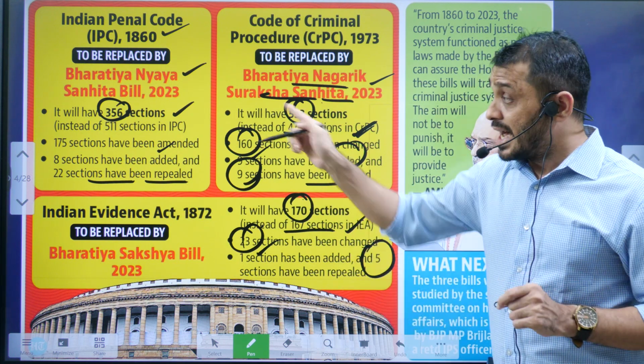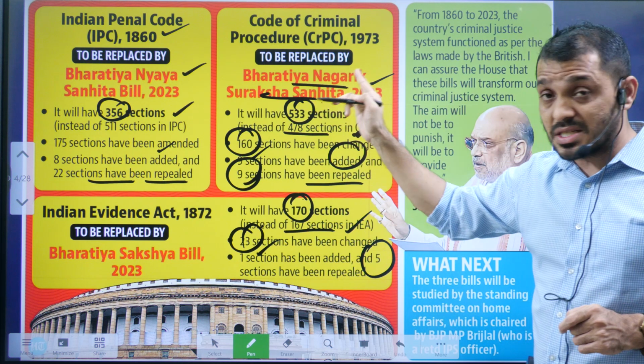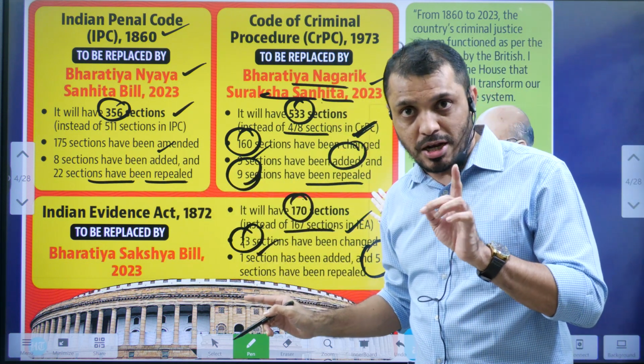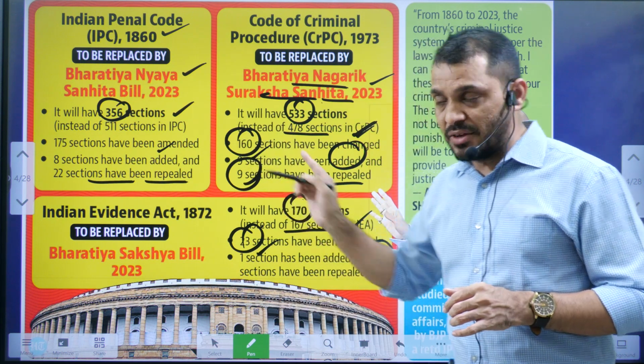Here you have to understand, IPC is a substantive law, CrPC is a procedural law, and the Indian Evidence Act is both substantive as well as procedural law. Okay, so this is the brief overview.